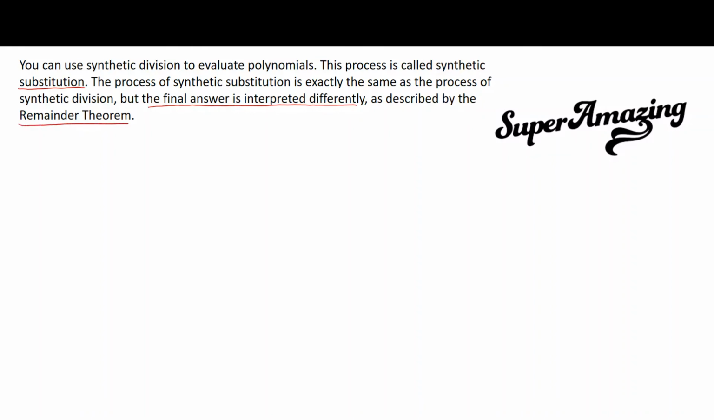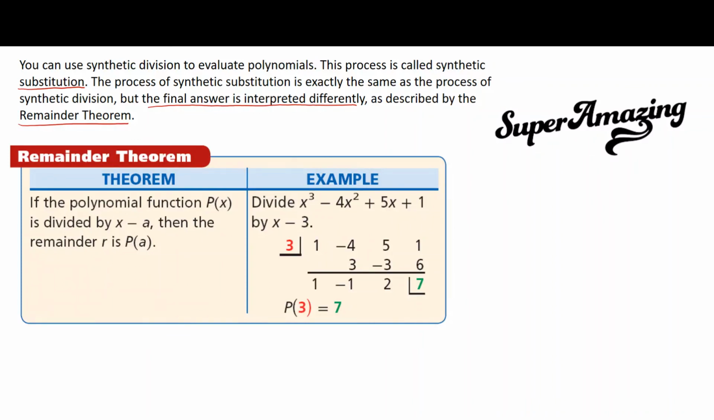So let's just look at the remainder theorem. The remainder theorem says if the polynomial function p of x is divided by x minus a, then the remainder r is p of a. All right, so what does that mean? When we look here, remember we were always looking for our a, because to know where to put our number in here, we looked at x minus a. So what number makes this 0? Well, in this case, it's 3.